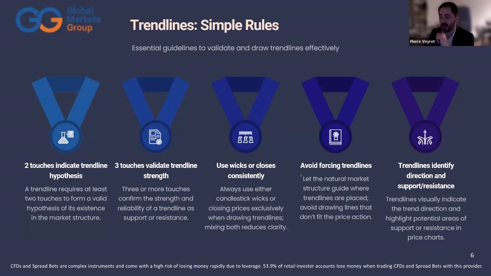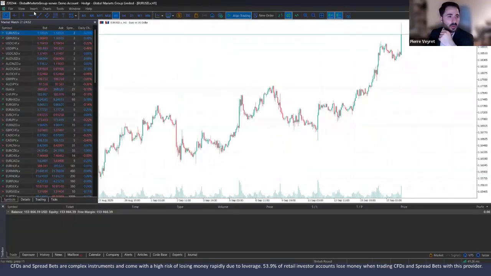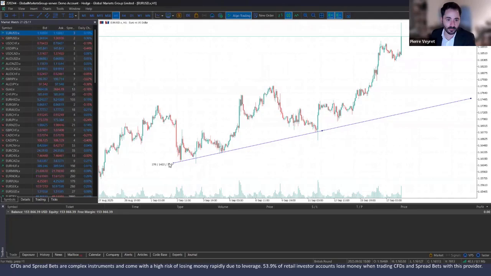Now decide if you draw wick to wick or closing price to closing price, and also never force a line that fights the natural structure. Let me show you how it goes. We're going to use the same example. I think we were on this one. So, for example, we said at the very beginning of this session that a bullish trend was characterized by higher highs and higher lows. Now it's time to link those higher highs and higher lows right there.